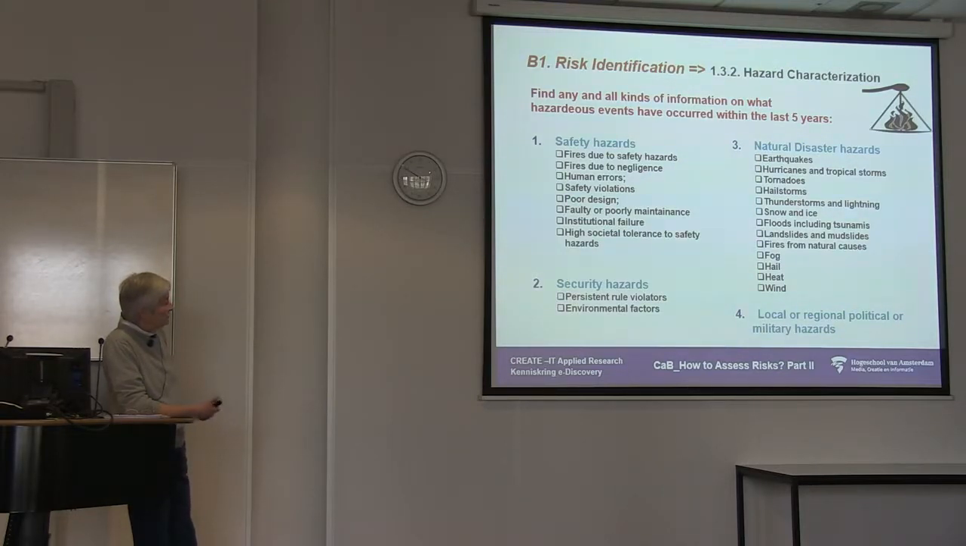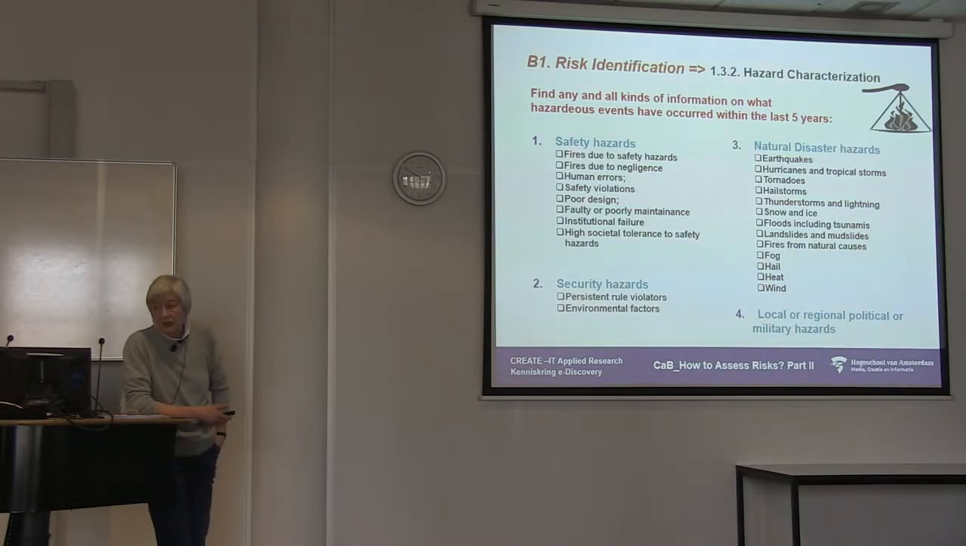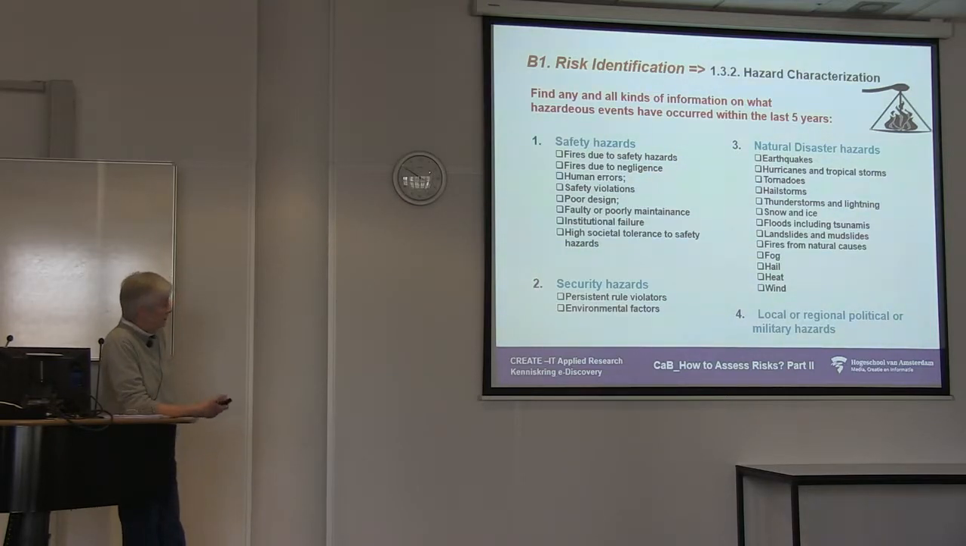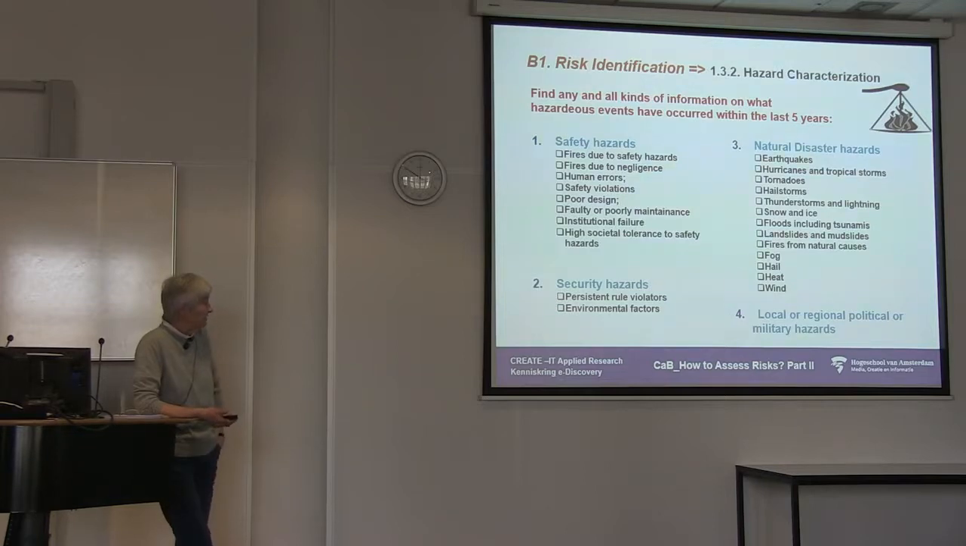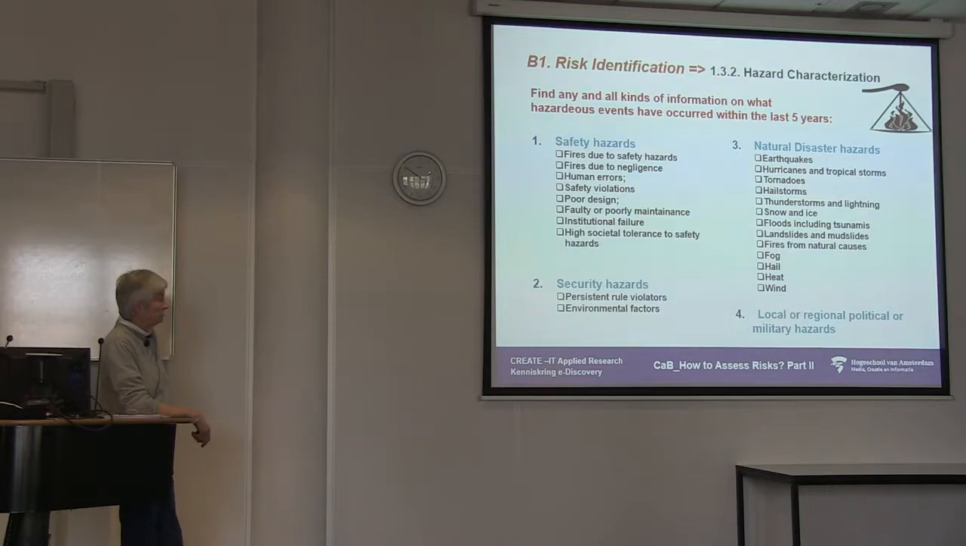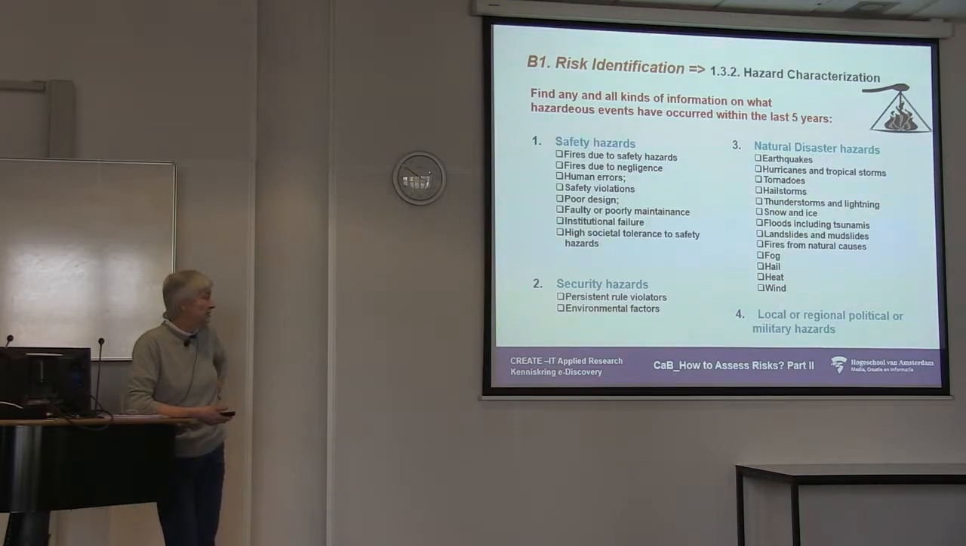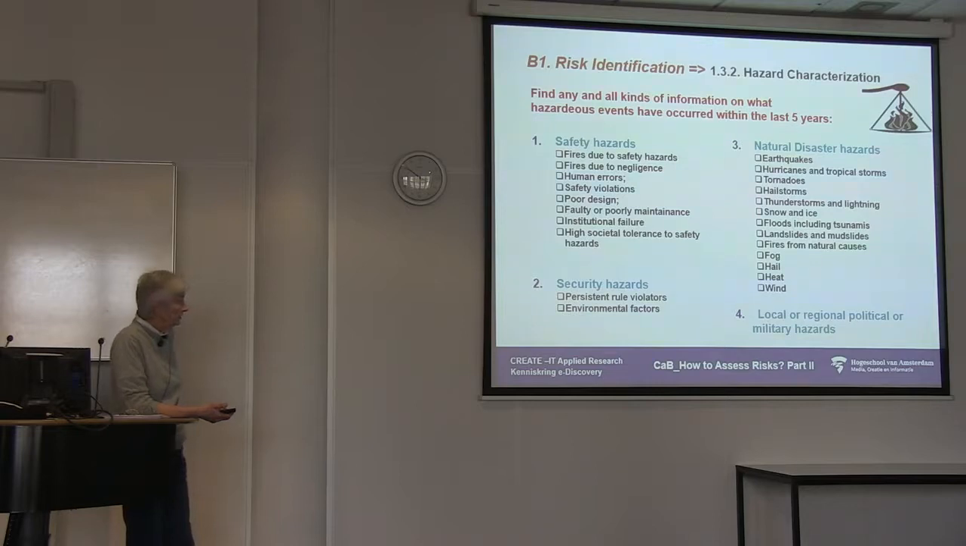In this category of safety hazards, you see fires. There can also be a fire due to negligence. That's a human error. Then you have other kinds of human error, but they don't result in a fire. You have your safety violations, poor design of equipment or your building, faulty or poor maintenance. That's very common. An institutional failure, it's standard that the type of organization will have this kind of failure, because that's common. And it can be that you have a high societal tolerance to safety hazards. Safety is not so much an issue, just like security isn't.